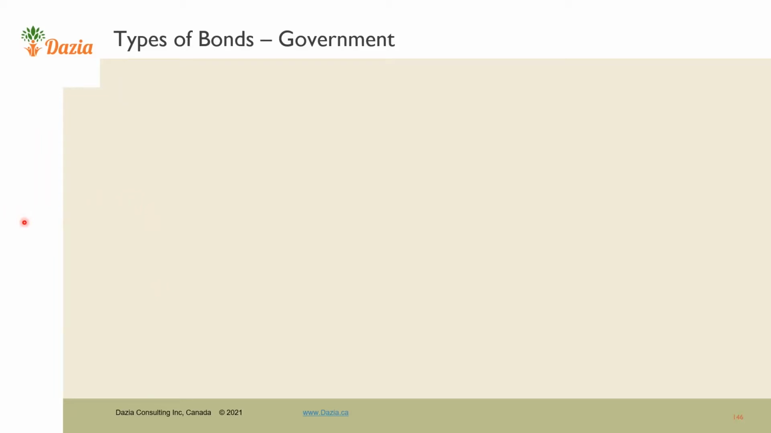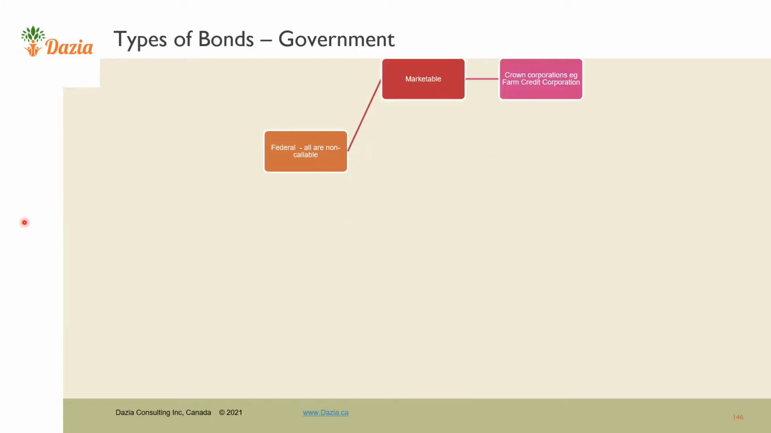So now the types of bonds that we just mentioned, the government bonds, let's take a look at them in more detail. We said there are federal bonds, which are all non-callable. In the federal, you have marketable bonds, for example, government corporations such as Farm Credit Canada, a corporation run by the government, which may issue a marketable bond. Then there are T-bills, which are also issued by the government. They may be 3, 6, 9 months, and they're bought at a discount and they mature at par.